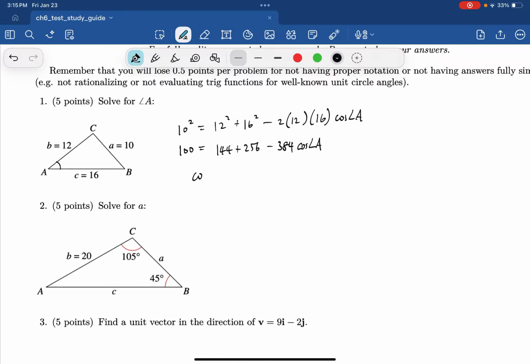So that means cosine angle A is equal to 300 over 384. Now we can simplify this fraction. If you don't simplify it, you'll lose some points. That simplifies to about 12, I guess. Should be 25 over 32.